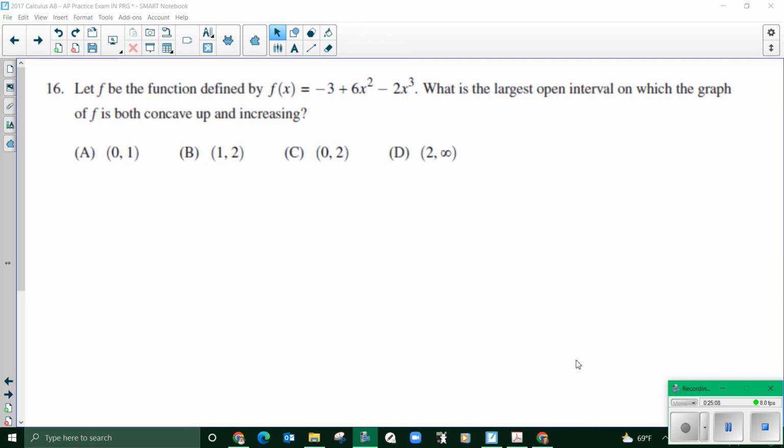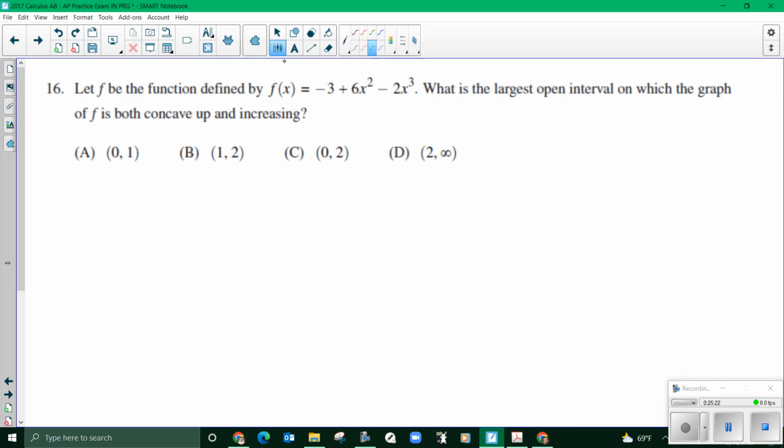Number 16. I like these types of problems. Let f be the function defined by f of x equals negative 3 plus 6x squared minus 2x cubed. What is the largest open interval on which the graph of f is both concave up and increasing? If it's concave up, that means the second derivative is positive. And if it's increasing, that means it has a positive slope. That means the first derivative is also positive. So let's start taking the derivative and figuring our stuff out.